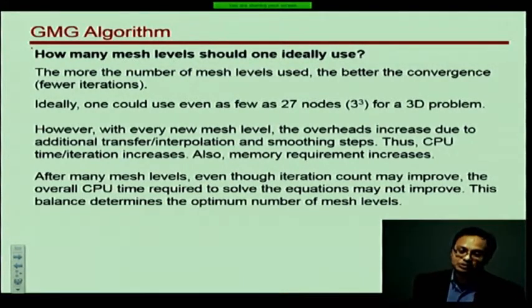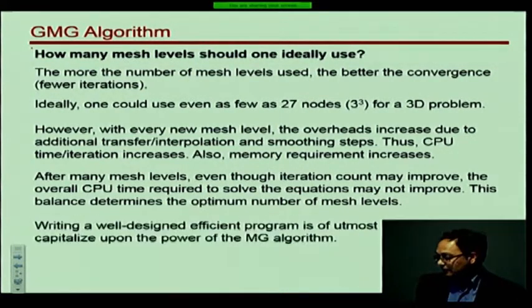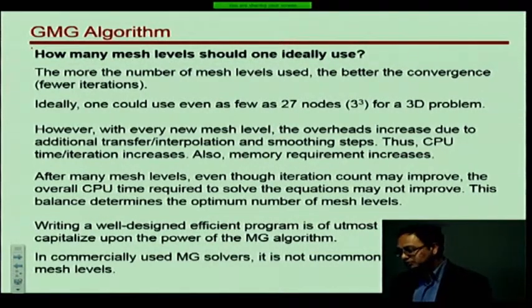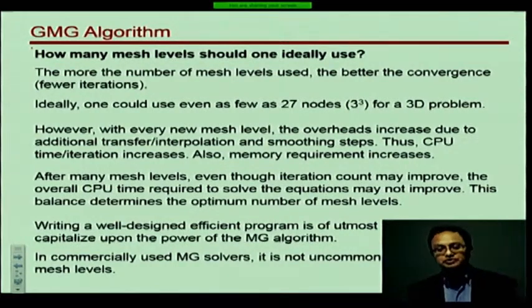Another thing that is extremely important for the multigrid method is good programming. If you're doing some redundant steps, it's going to kill you. You've got to really streamline your code so you make sure you're not doing any redundant steps anywhere. Otherwise, you'll get fewer iterations, but you will find the CPU time is higher. That's the problem. In commercially used multigrid solvers, it's not uncommon to use 10 to 20 mesh levels.